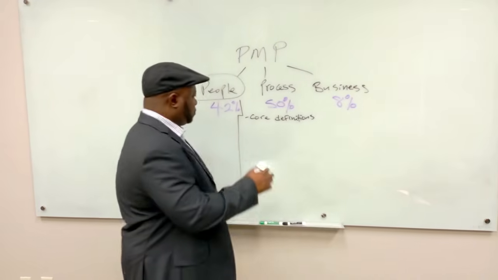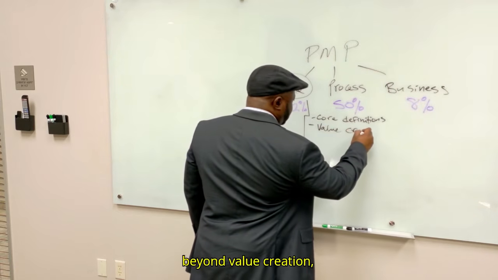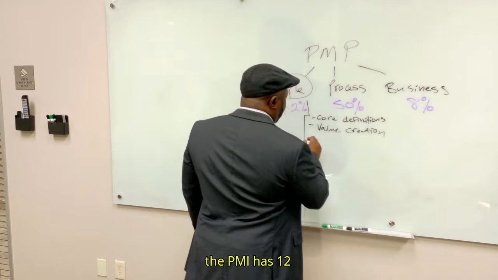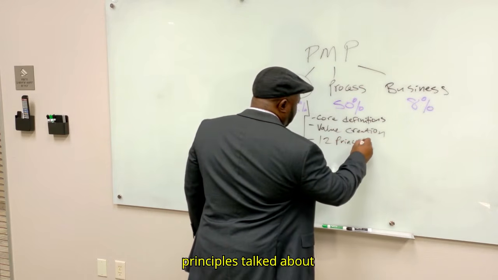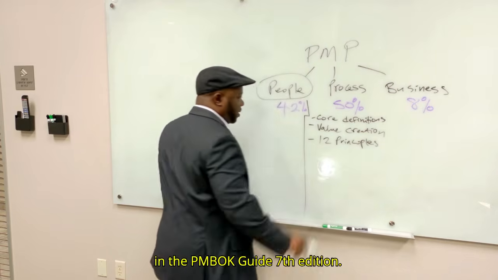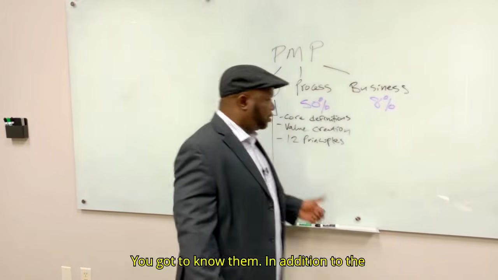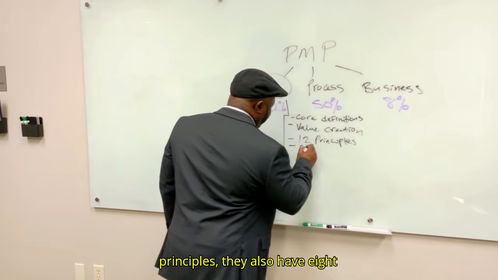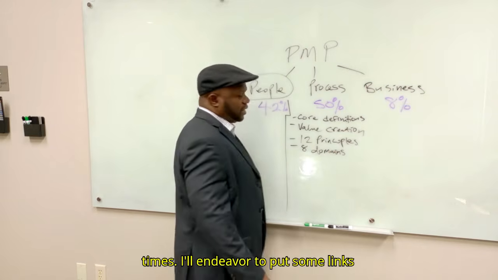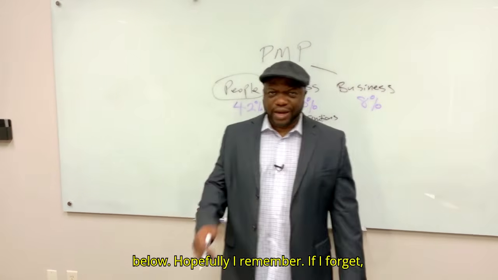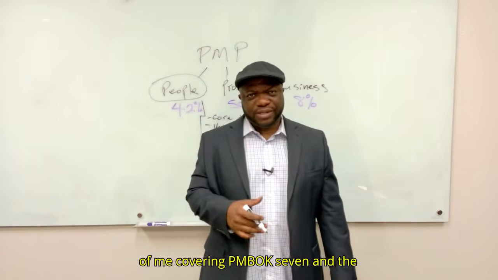Now, beyond value creation, the PMI has 12 principles talked about in the PMBOK Guide 7th edition. You got to know them. In addition to the principles, they also have 8 domains. And I've covered this several times. I'll endeavor to put some links below. Hopefully I remember. If I forget, let me know. But there's so many videos of me covering PMBOK 7.